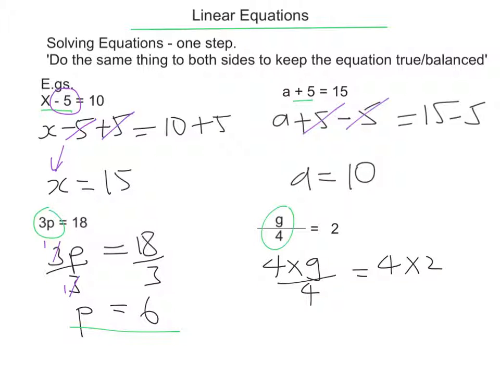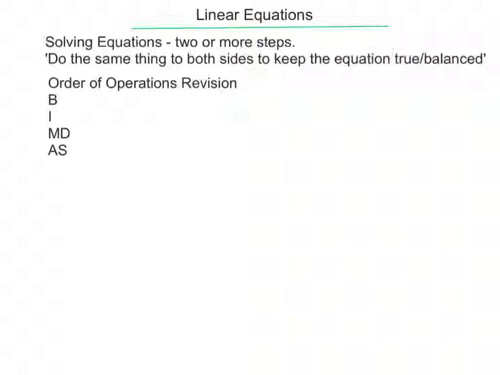When I do that, I can cancel the 4s and get 1. So that means that I just end up with g on the left-hand side of the equation, and 8 is the answer. And let's check it. G divided by 4, or 8 divided by 4, does in fact equal 2. In the last section, we were doing questions where there was only one thing to get rid of.